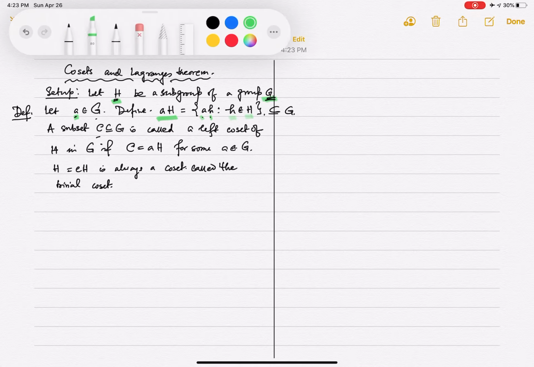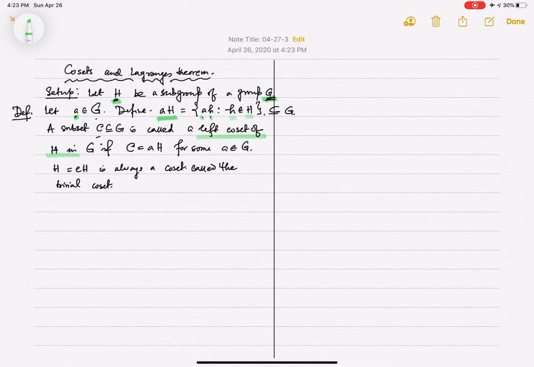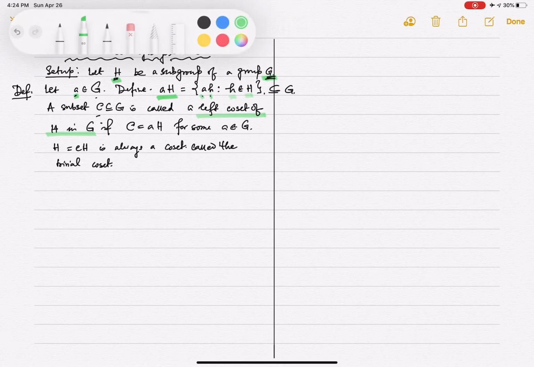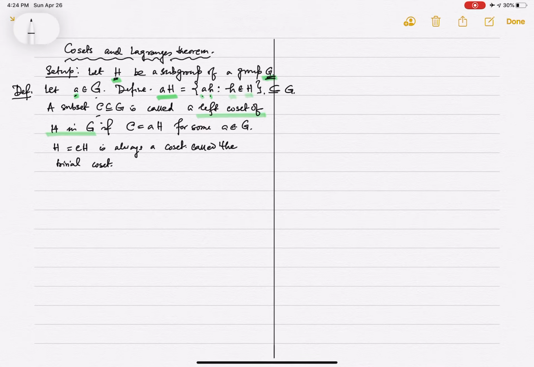A left coset of H in G means a set that looks like one of these. So a subset C of G is called a left coset of H in G if C is aH for some a in G. You notice that H is always a left coset, because H is eH. If you take all elements of H and multiply on the left by e, you again get the subset H. This is called the trivial coset. Let me give you an example to make this concrete.